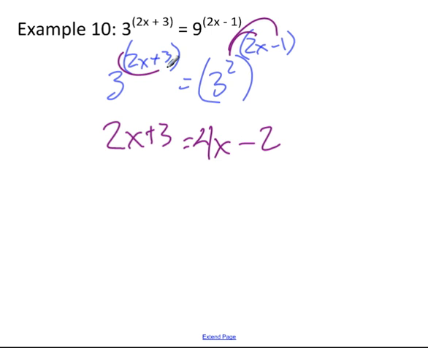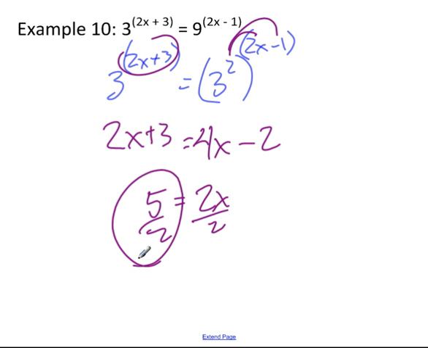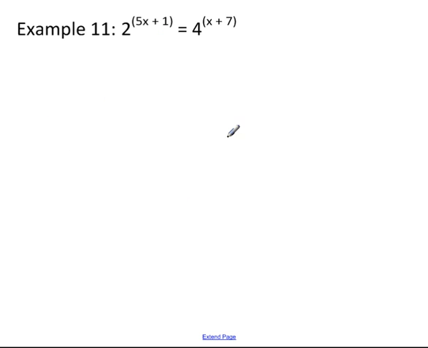2x plus 3 coming down from right here. So I'm going to subtract my 2x over, add that 2, I got 5, divide, and x equals 5 over 2. And I know you're thinking, man, this is awesome.